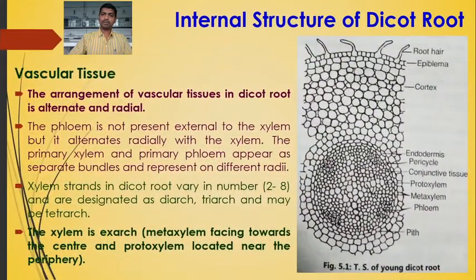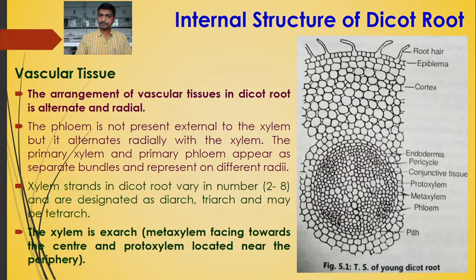Next to this is the vascular tissue. There are two vascular tissues, xylem and phloem. The arrangement of vascular tissue in the dicot root is alternate and radial. So what is this alternate and radial? Here the vascular bundle consists of either xylem or phloem, or one can say that the vascular tissues are present alone in the vascular bundle. The vascular bundle contains either xylem or phloem.